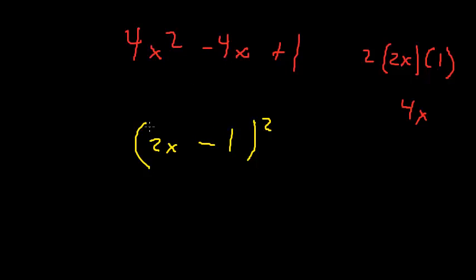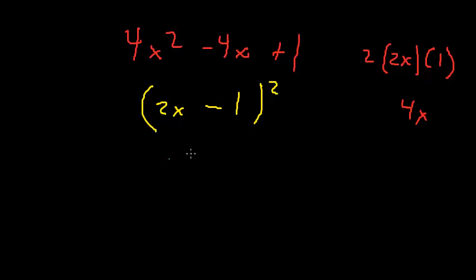If I want to verify that this indeed is the correct factorization, I can multiply this binomial times itself. To do that, I would rewrite this as (2x minus 1) times (2x minus 1), and then distribute. 2x times 2x gives me 4x squared.